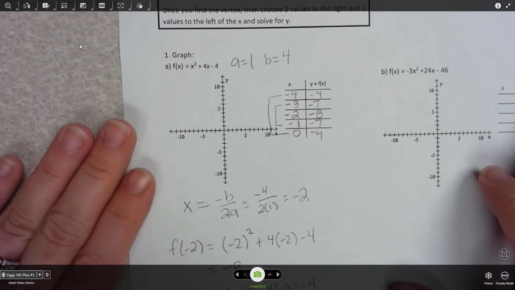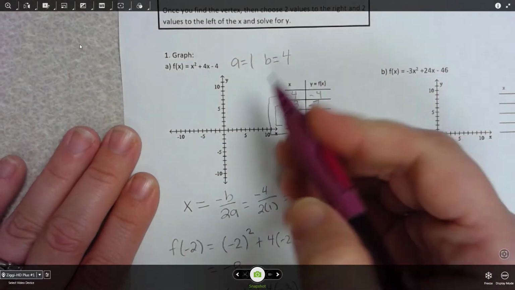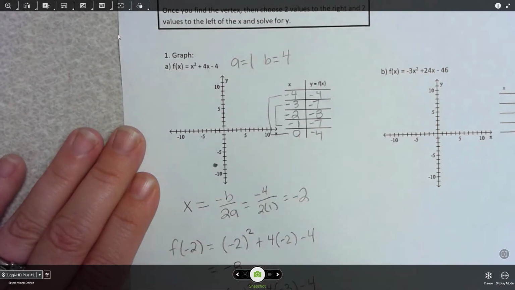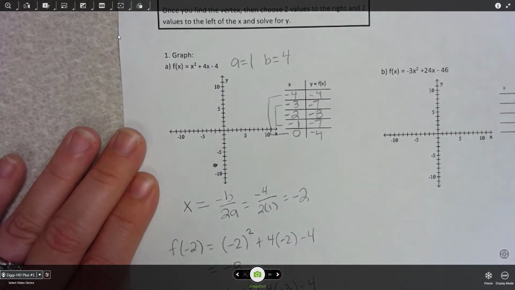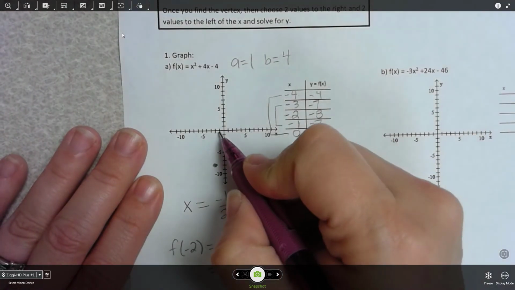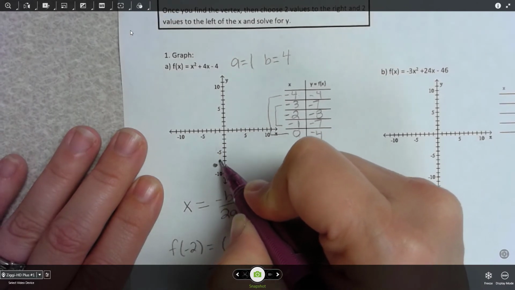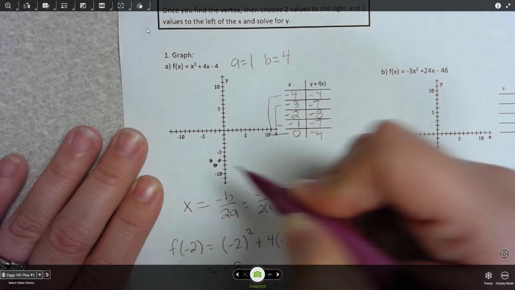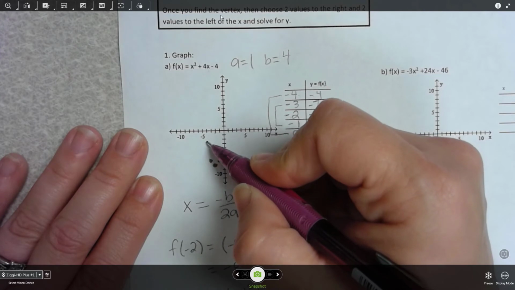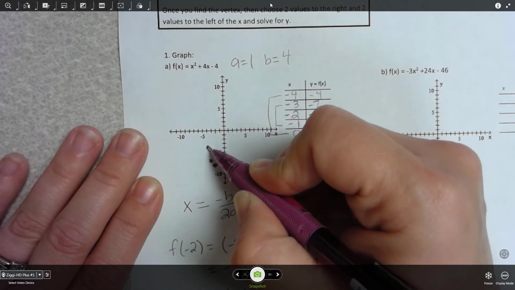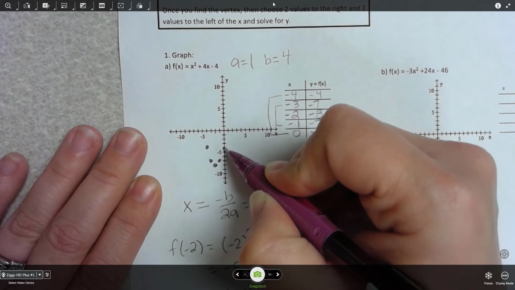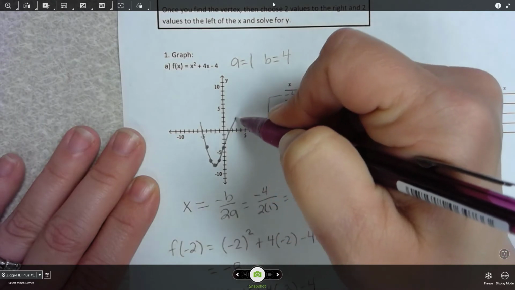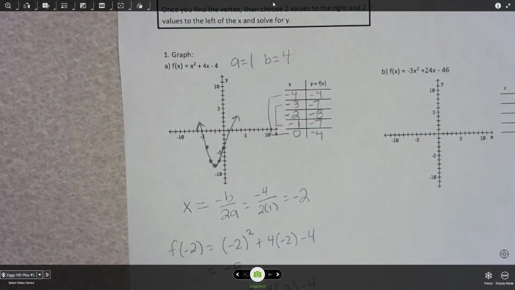Okay, so let's go back down here. I'm going to plot my vertex first. So at -2, -8. All my other coordinates should be above that. So then we'll do -1, -7, and -3, -7, -4, -4, and then 0, -4. Connect my coordinates in the shape of the parabola. Make sure to put arrows on each end.